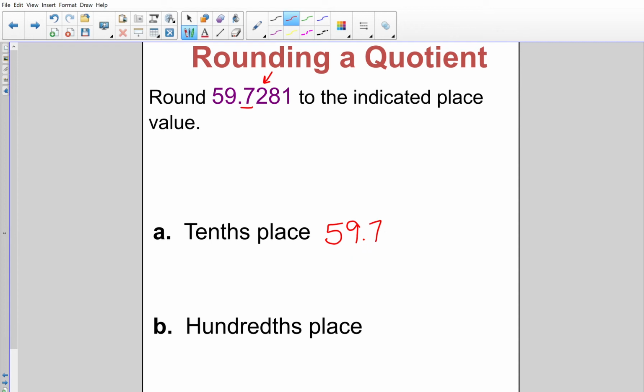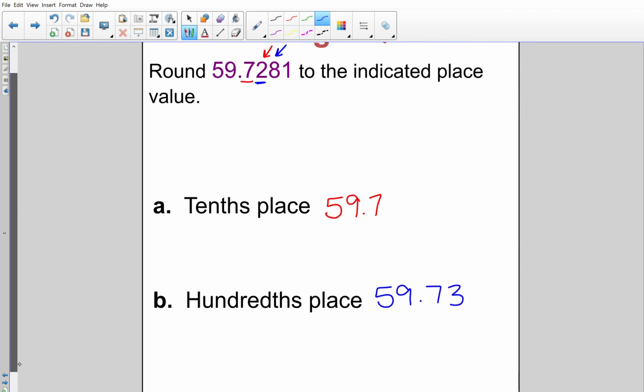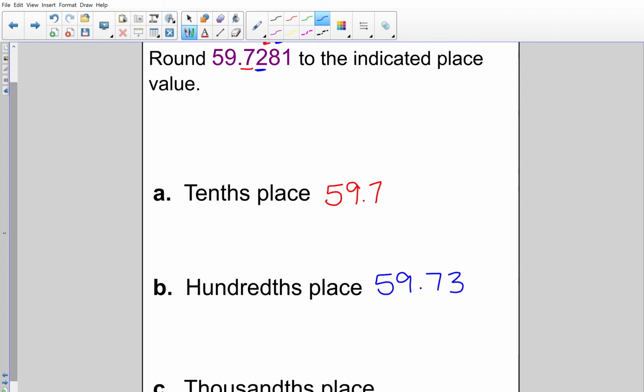59.7. My hundredths place is the 2, and I'm looking at the 8. So to round to the hundredths, it becomes 59.73. Just be cautious with this. And then of course I can go to the thousands place. The thousands place is the 8, looking at the 1. So that becomes 59.728.